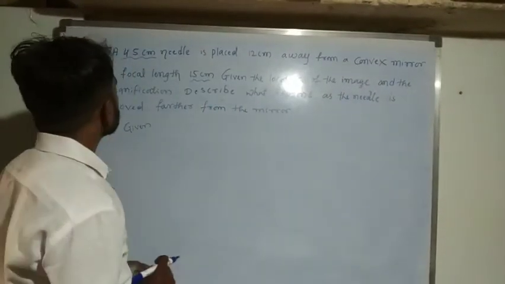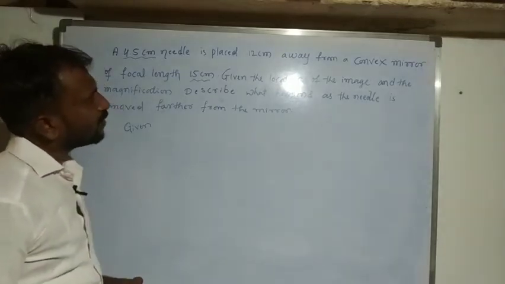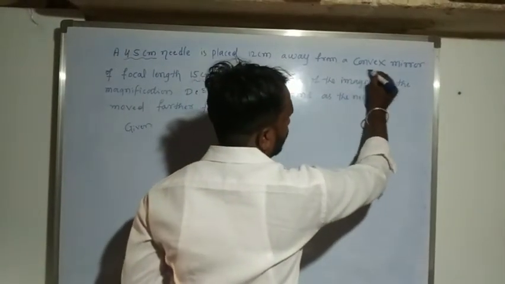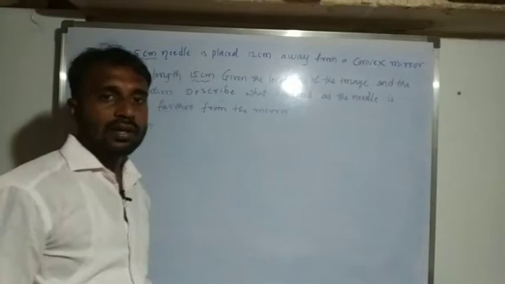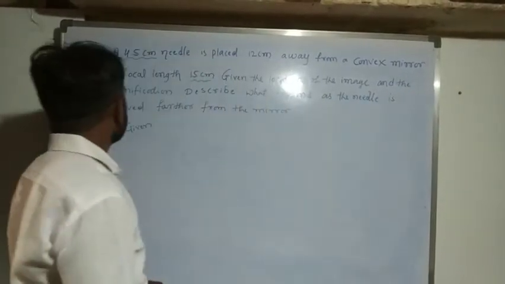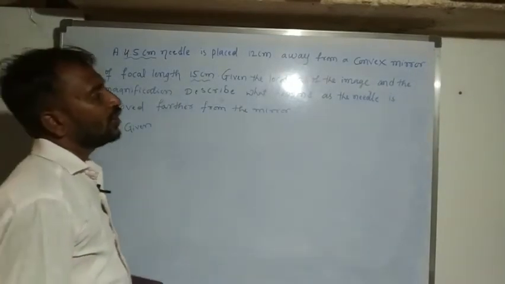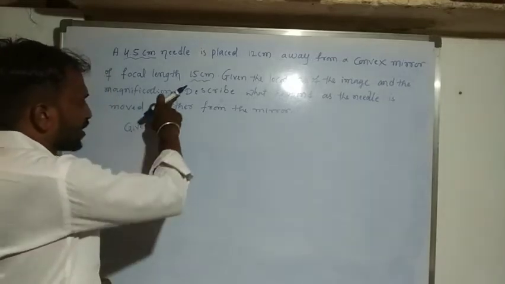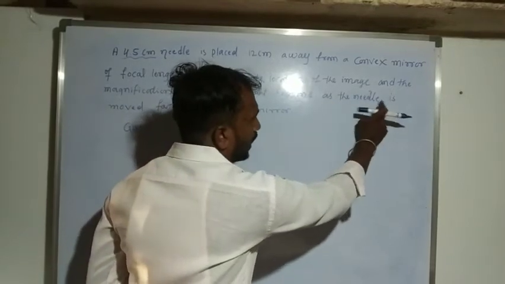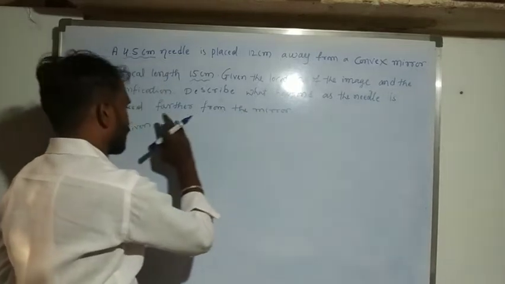Okay, so our next question: a 4.5 centimeter needle is placed 12 centimeter away from a convex mirror. In the last problem we considered a concave mirror, so here a convex mirror of focal length 15 centimeter. Given the location of the image and the magnification, describe what happens as the needle is moved further from the mirror.